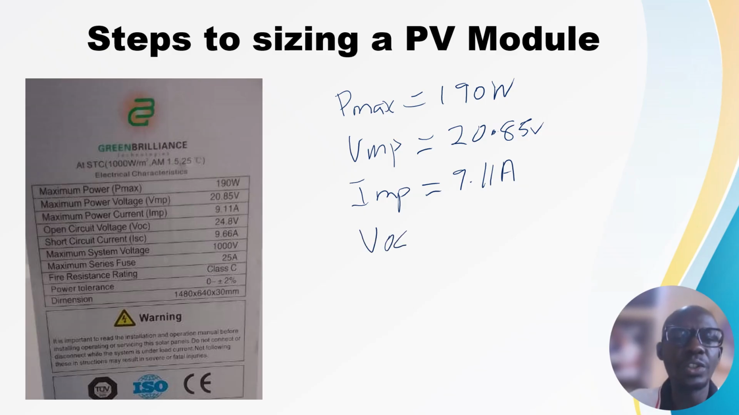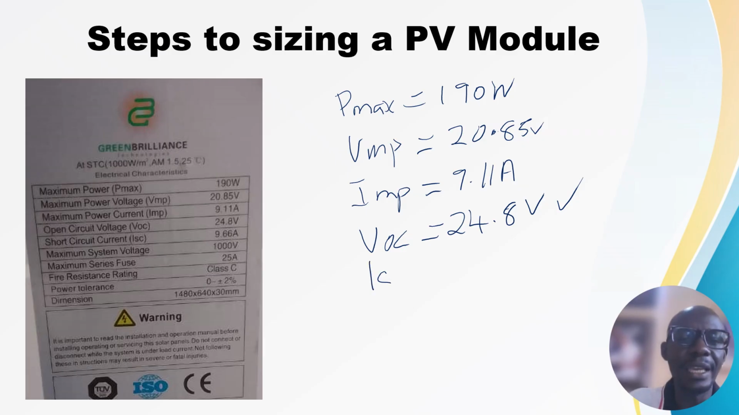Then the VOC, which is 24.8 volts. VOC means open circuit voltage. And what do we mean by this open circuit voltage? It means if you put your digital meter or your analog meter across the panel's two probes, negative and positive, at no load, when you have not connected the panel to anything, you should read this voltage. If the panel is facing the sun, you should read this voltage.